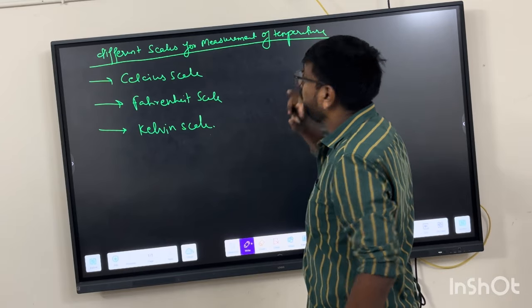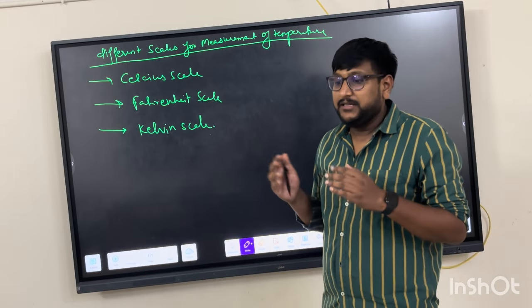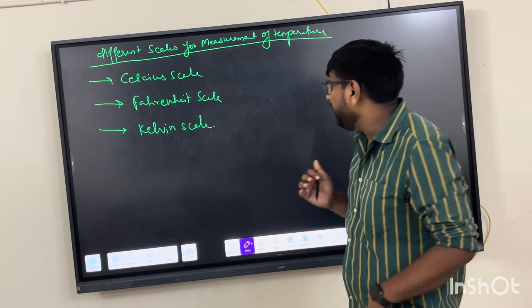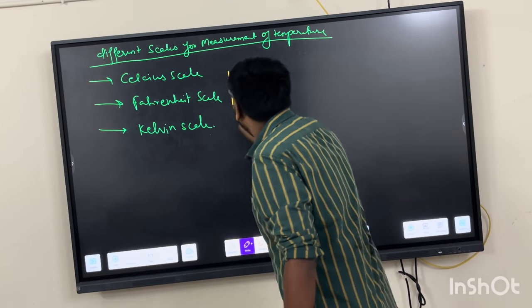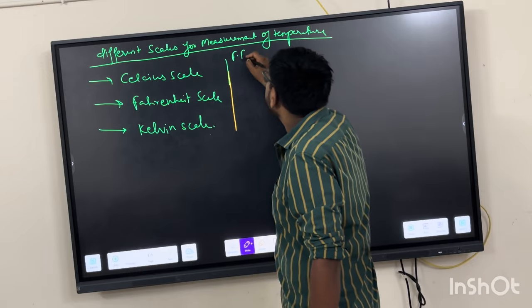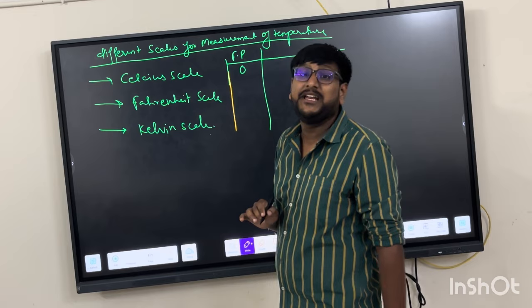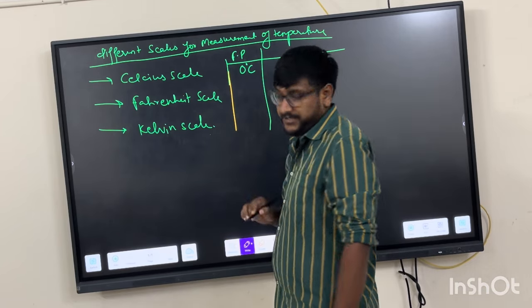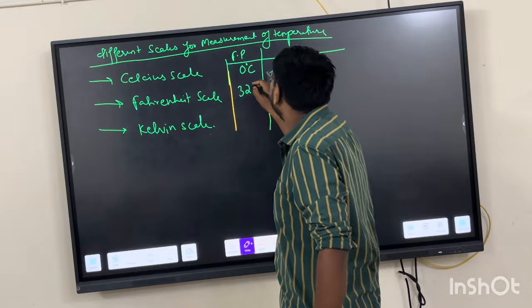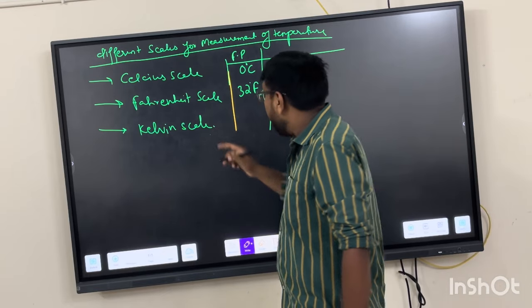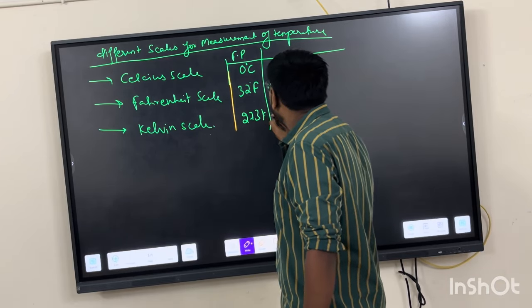Here we need to know about their freezing point and boiling point. What is the freezing point, what is the boiling point, that we have to understand and know. In the Celsius scale the freezing point is 0 degree Celsius. In the Fahrenheit scale the freezing point is 32 degree Fahrenheit. And in the Kelvin scale the freezing point is 273 Kelvin.